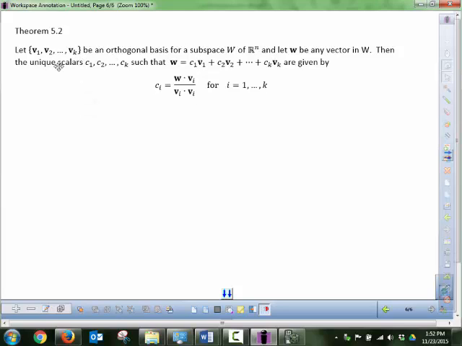If V1 through Vk are an orthogonal basis for a subspace in Rn, and W is any vector, then there's a unique set of scalars C1 through Ck such that W is equal to the linear combination of those vectors. All right, let's do some examples of this.